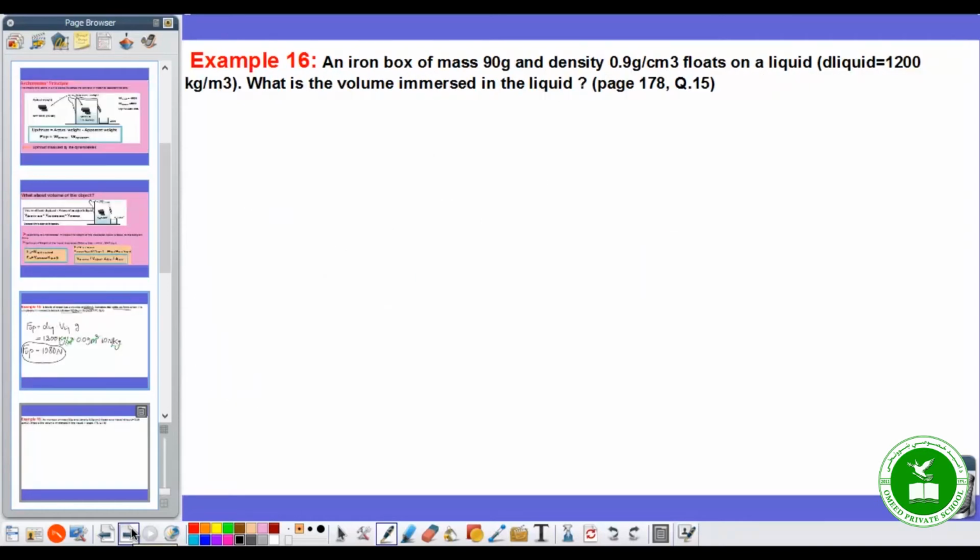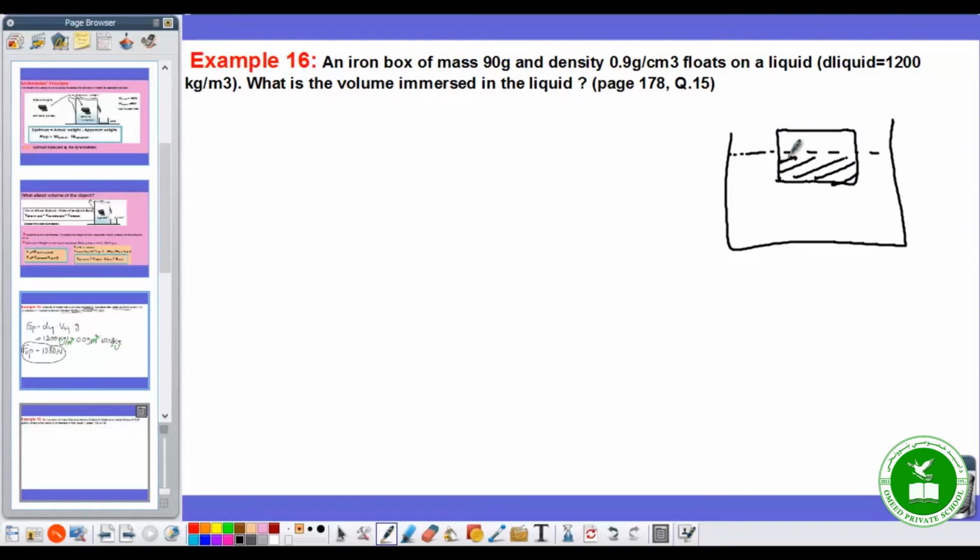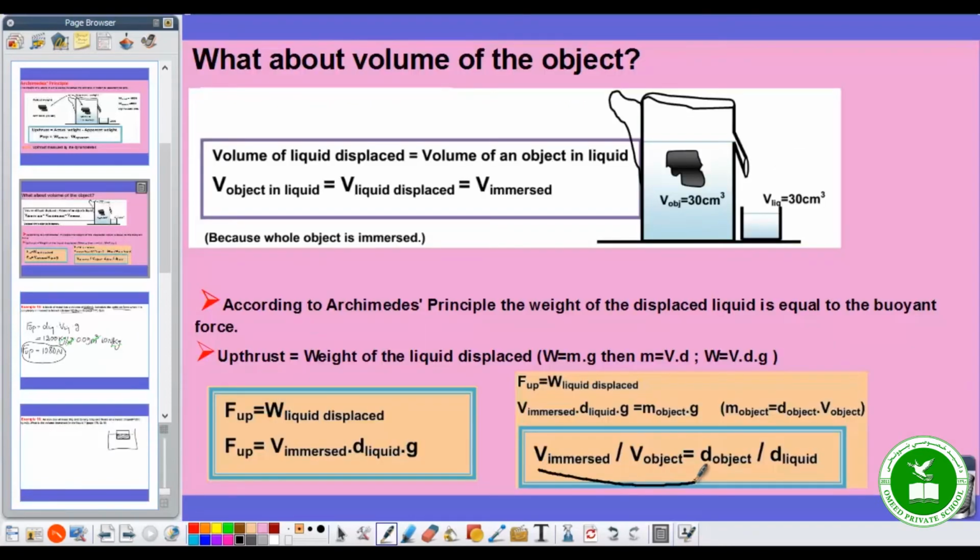Example number 16. An iron box of mass 90 gram and density 0.9 gram per centimeter cube floats on a liquid. What is the volume immersed in the liquid? You see, one object is floating like this. They are asking for this immersed volume, which is the volume inside the liquid. Here we need to calculate this volume. We have one formula from Archimedes principle. You remember this formula? We use this formula here.